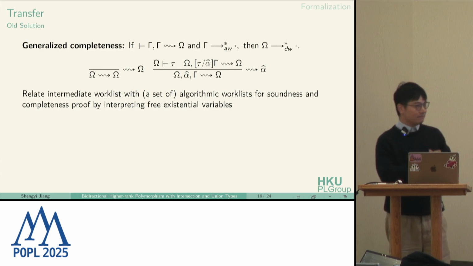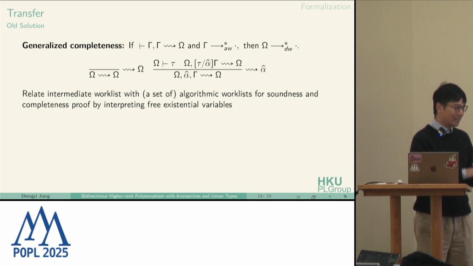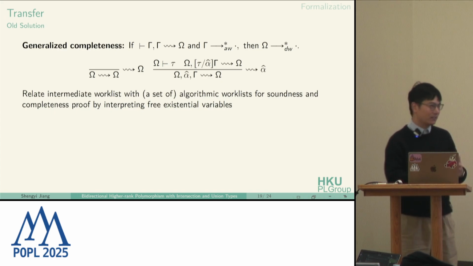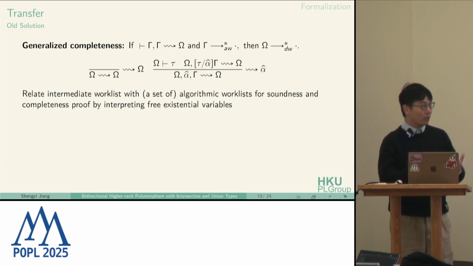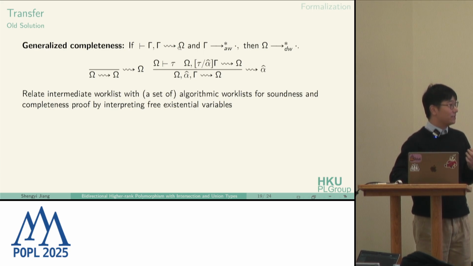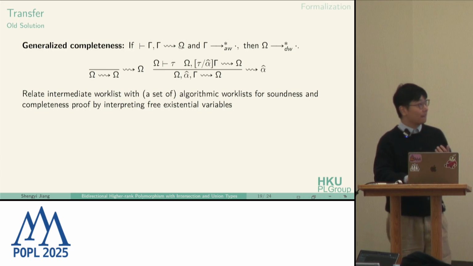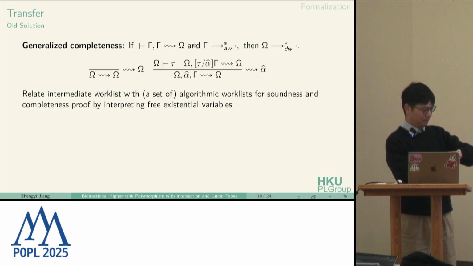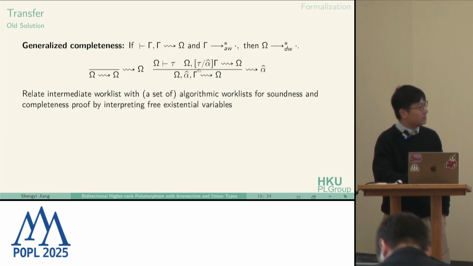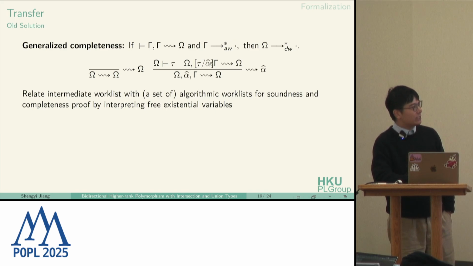And since we moved to locally nameless style, it actually motivates us to rethink a lot of design choices made before about the formalization. One thing we mentioned here is a transfer relation to relate the algorithmic worklist and the intermediate worklist. Here we need to define this transfer relation to interpret this thing, because it only exists in the algorithmic worklist.